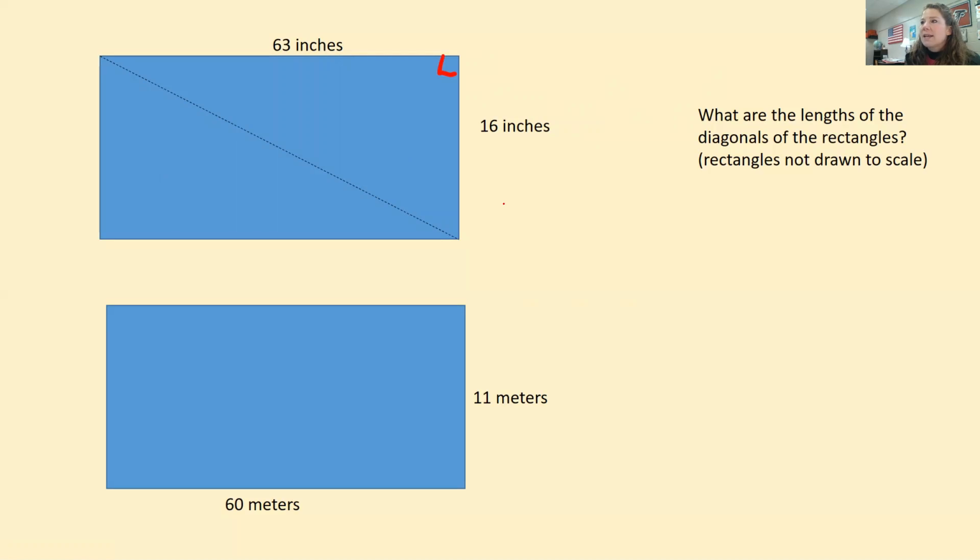So basically, A and B are 16 and 63. And the diagonal is the hypotenuse. So you would do it just like the other problems. All righty.